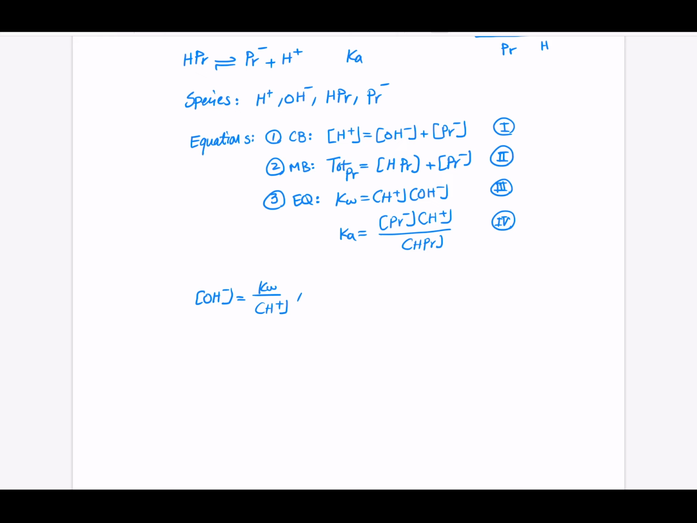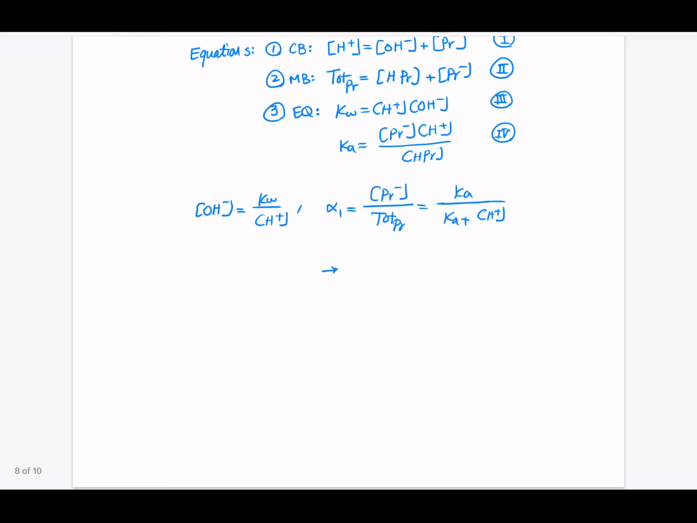So what kind of alpha should I use? Alpha 0 or alpha 1? Alpha 1. So basically alpha 1 is equal to PR minus divided by the total PR. And we know alpha 1 is Ka over Ka plus H plus. Doing a little bit of rearrangement, PR minus would be Ka over Ka plus H plus times the total PR.